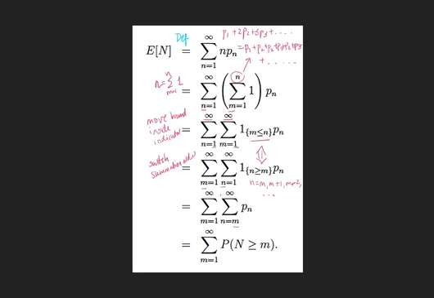And then in the last part here, we can see that if I sum Pn for n going from m to infinity, well, that is just the same as the probability that n is equal to m, plus the probability that n is equal to m plus 1, plus the probability that n is equal to m plus 2, and so on and so on. So all in all, it is the probability that n is greater than or equal to m. And that's how we reach this conclusion.